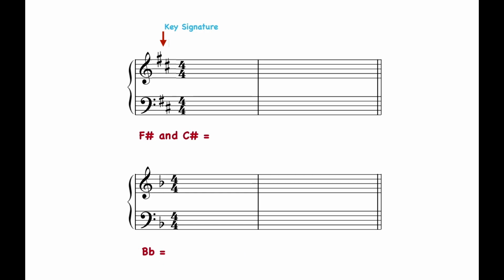But there's two more that you've learned, which you should know. So let's take a look. This top one here has an F sharp and a C sharp in it. So what key could that be? And the bottom one has a B flat. So ask yourself, what scale have I learned that has a F sharp and a C sharp in it? Well, hopefully you've remembered it's the D major scale.